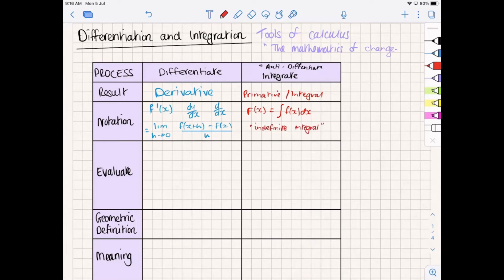In other words, when I anti-differentiate this to find the integral or the primitive function, I'm going to have an infinite number of them because I'm going to have that constant, and that constant can be anything. We did work out that if you have an indefinite integral, you can find the definite integral by having a fixed point on the curve. But if you don't, we get the indefinite integral.